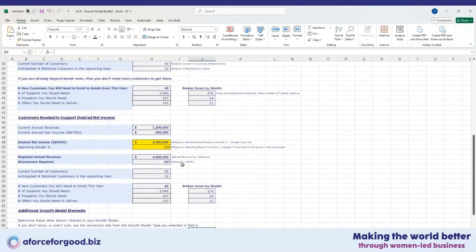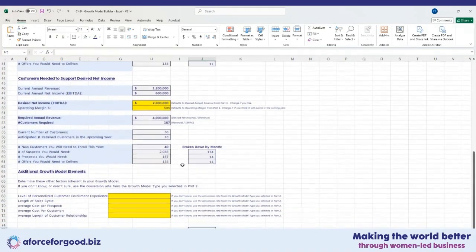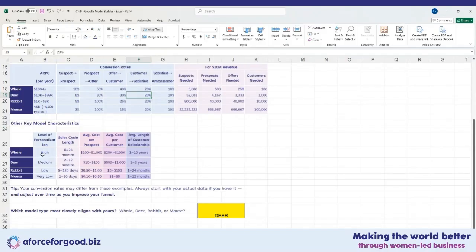Fill in those numbers, see what they mean. Down here, fill in level of personalization and customer enrollment experience. And again, you can go back to part 2 in the model type to find out just what the answer is in terms of personalization, sales cycle length, average cost per customer, average cost and length of customer relationships.